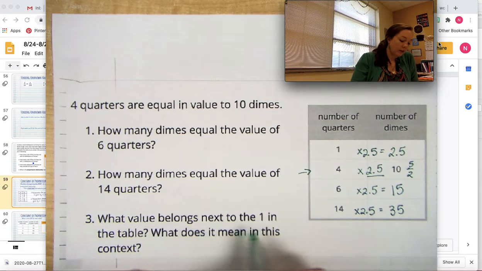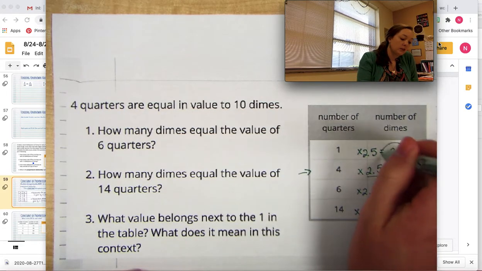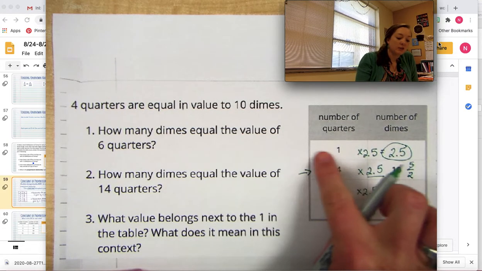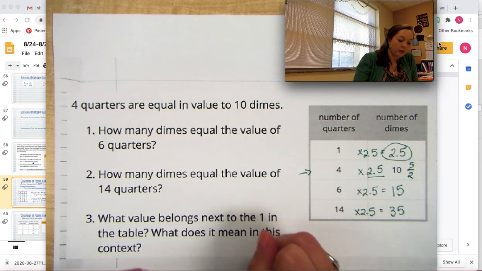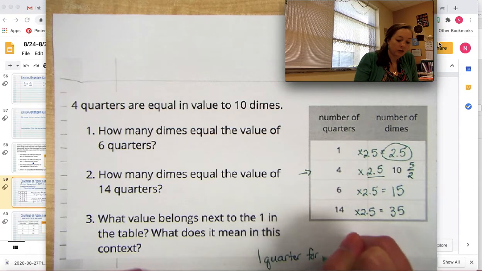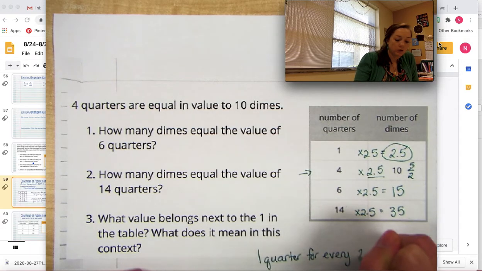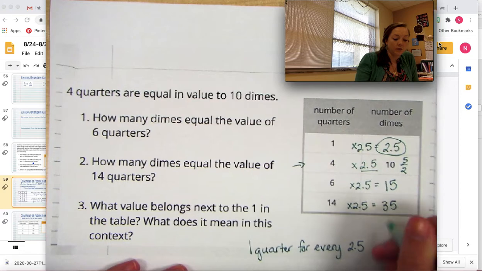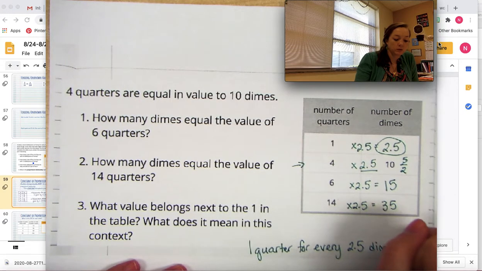So what value belongs next to the 1? That's 2.5. That is our proportional relationship. 1/4 for every 2.5 or 5 over 2 dimes.